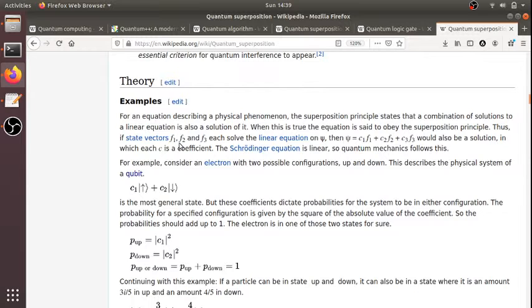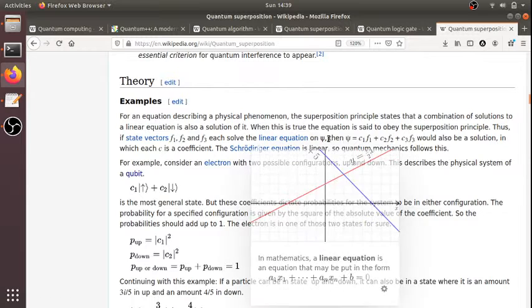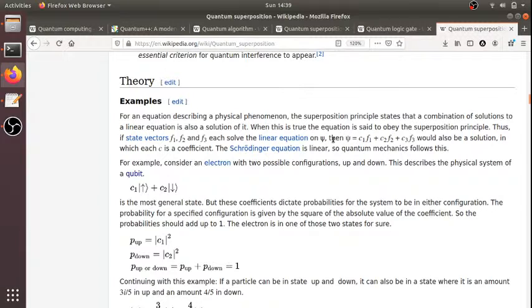So if vectors f1, f2, and f3 solve the linear equation, then C1 f1 plus C2 f2 plus C3 f3 would also be a solution, where each C is a coefficient. The Schrodinger equation is linear, so quantum mechanics follows this.